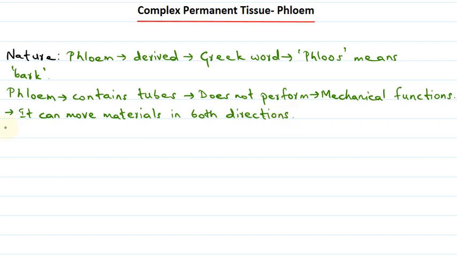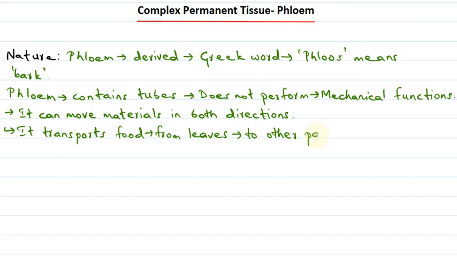So what does phloem do? It transports food from the leaves to other parts of the plant. This is the main function that is performed by the phloem tissue.